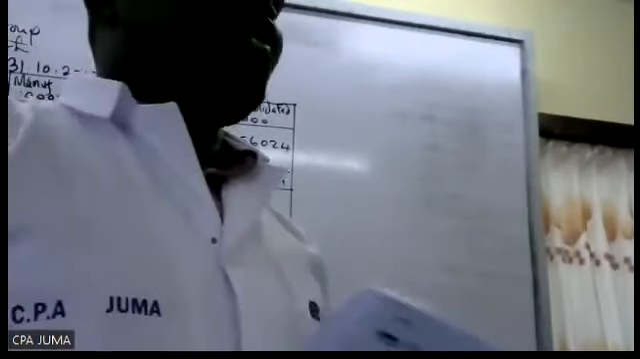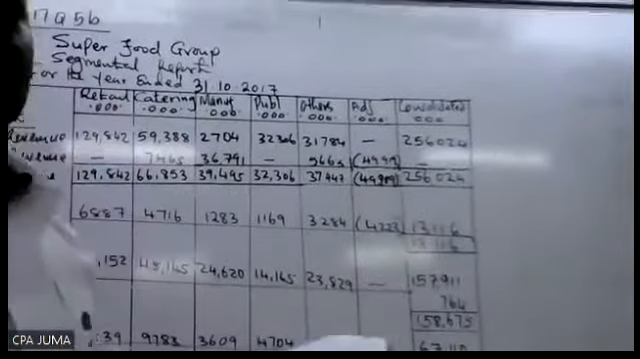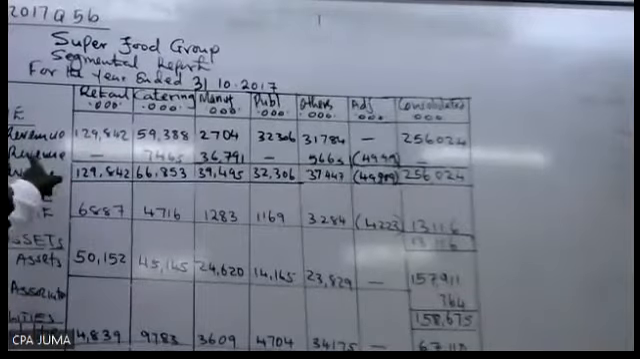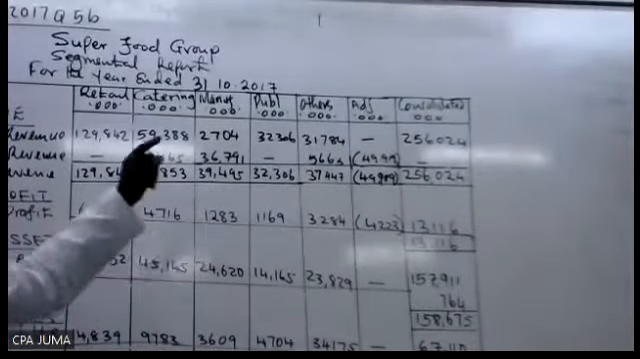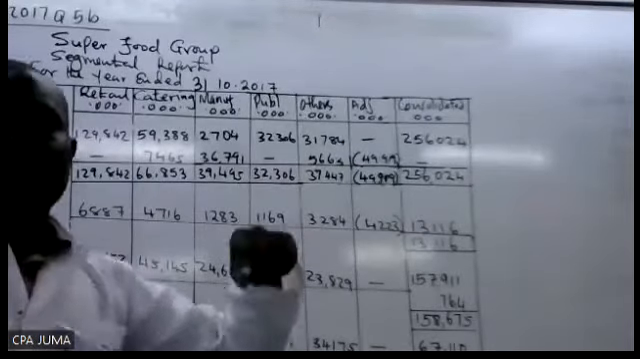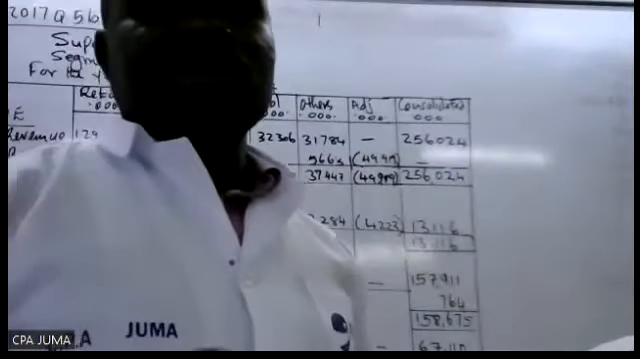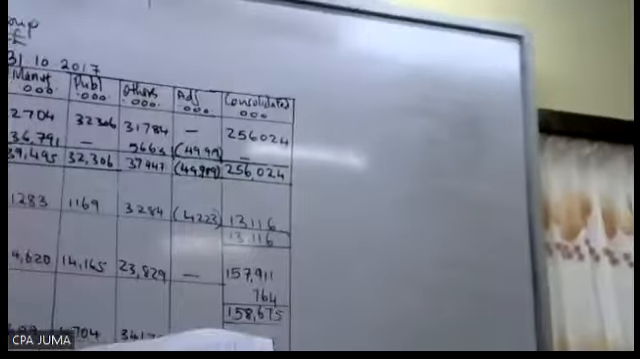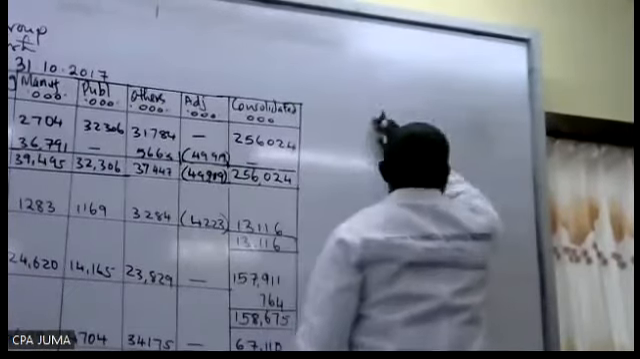So, what we want to check now in the reconciliation, in the segmental report, you are telling us that the revenue is 256, profit is 13, assets 158, liabilities this. If we reconcile this with the financial statements, will they be in order? That is the purpose of reconciliation. They should be in order. So let's check.